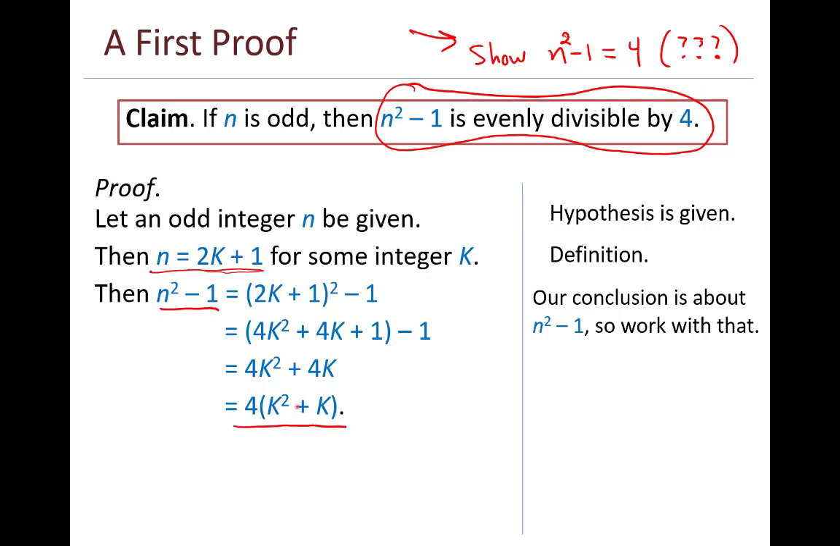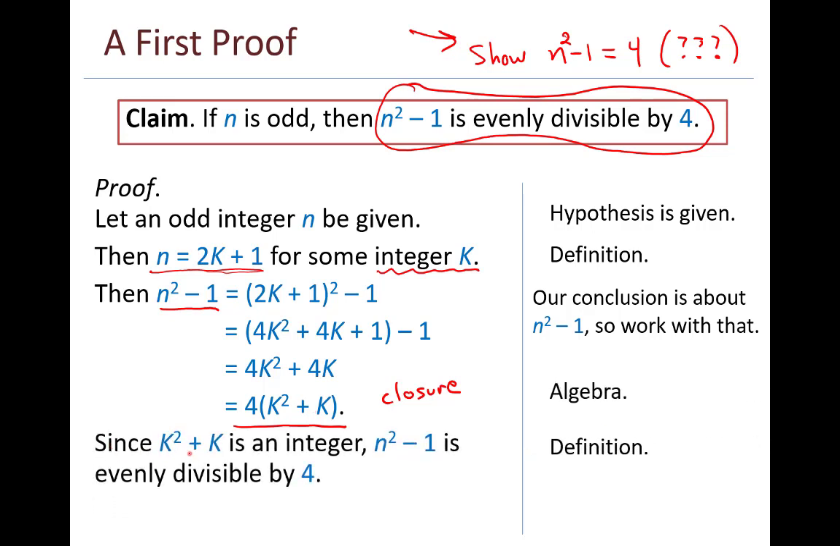Now, that something, is that an integer? Well, I know that capital K, that is an integer. So k squared is an integer. So k squared plus k is an integer. There's this idea called closure. Closure says that if I take two integers and I multiply them, I get another integer. And if I add integers together, then I get another integer. So by the closure property, k squared plus k is an integer.